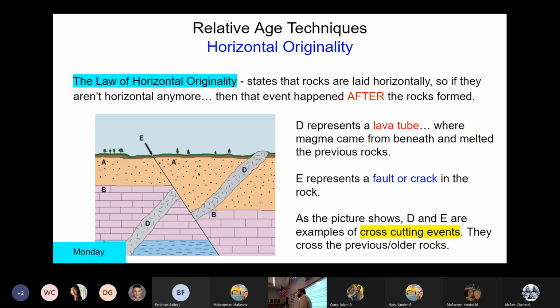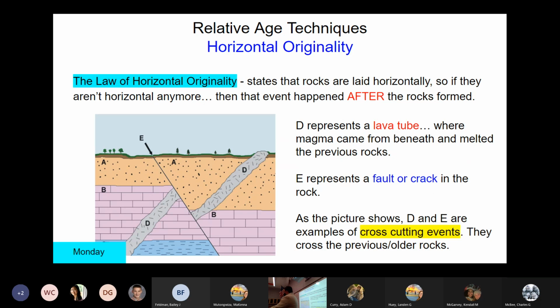All right, the next one is called the law of original horizontality. This is pretty much what it sounds like, that rocks are originally horizontal. Whether it's igneous, metamorphic, or sedimentary, doesn't really matter. Gravity makes the layers horizontal.